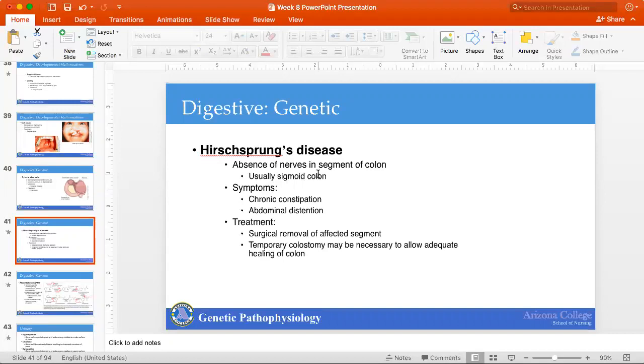Symptoms will be chronic constipation and abdominal distension, because basically what would end up happening is that it would get to that point and then it would stop. The movement would stop, so the person would get completely backed up with fecal matter, and it would lead to this pain or these symptoms. Treatment would be surgical removal of the affected segment. Temporary colostomy may be necessary to allow adequate healing of the colon.